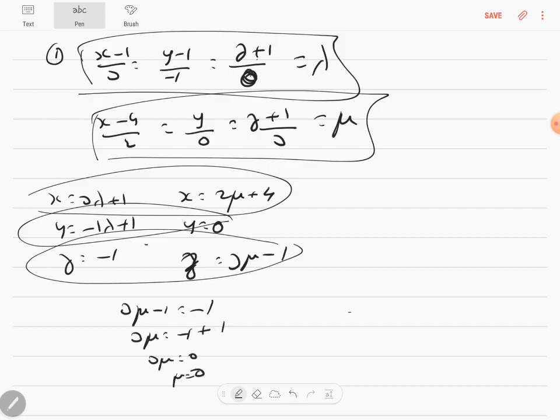So substituting that here. The question is to show that they are intersecting. So that's what we are doing. Now you know what is mu. Substitute here, so you get x is equal to 4, y is equal to 0, z is equal to minus 1. Therefore the point of intersection is 4 comma 0 comma minus 1. Is that the answer? Yeah. Do you understand? Once you are able to get a point of intersection, it means they are intersecting. If you can't get a point of intersection, it means it is not intersecting.